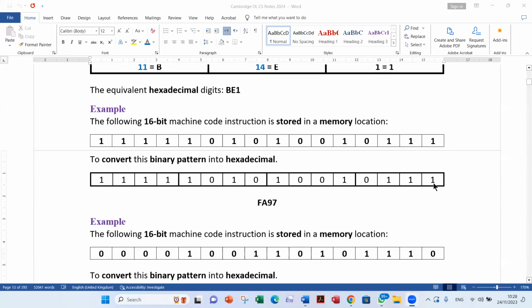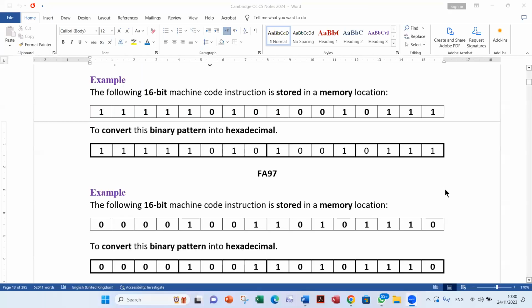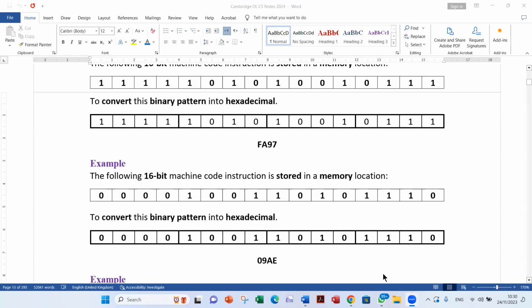Okay, another example. And actually, all these examples are taken from O-level exams. Convert that pattern again to hexadecimal. So again, so easy. This is 1, 1, 1, 0. This is 8 plus 4, 12 plus 2, 14, and 14 is E.